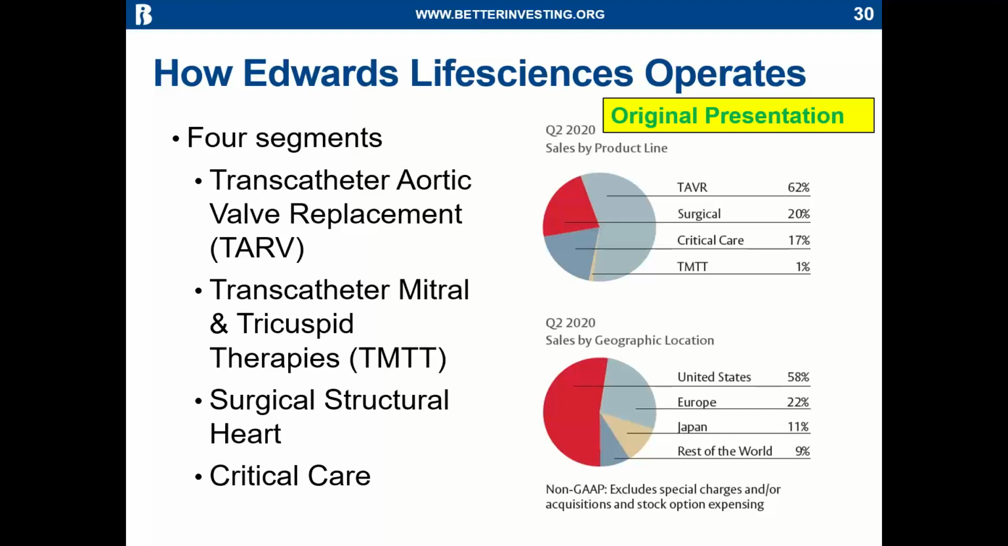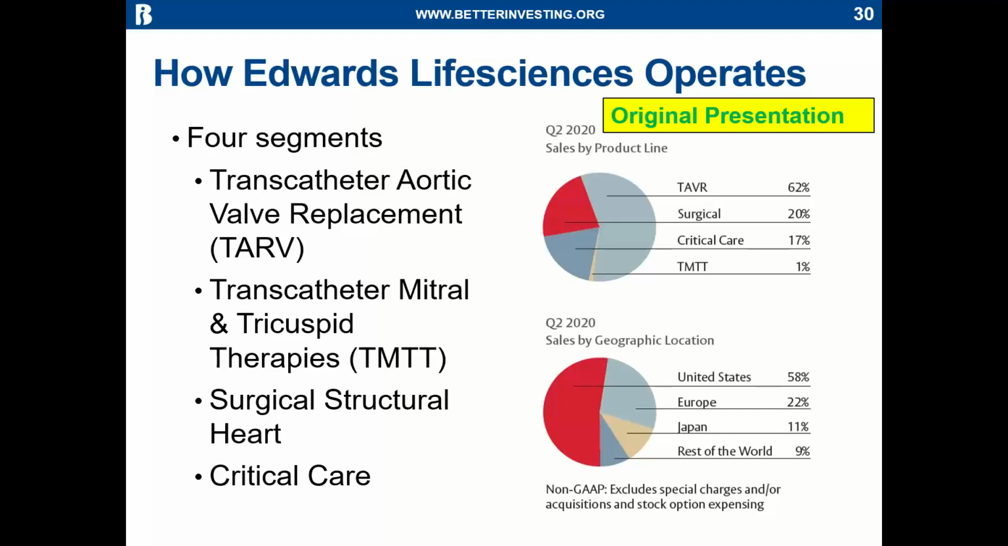They have 4 segments: transcatheter aortic valve replacement, transcatheter mitral and tricuspid therapies, structural heart, and critical care. And again, heart disease is the #1 killer of people in this country, man or woman, it doesn't matter. And so this is a growing industry, and as we age, people are going to need their services more and more often. And as you can see, they have about 60% of their sales inside the U.S., but they are all over the world as well.